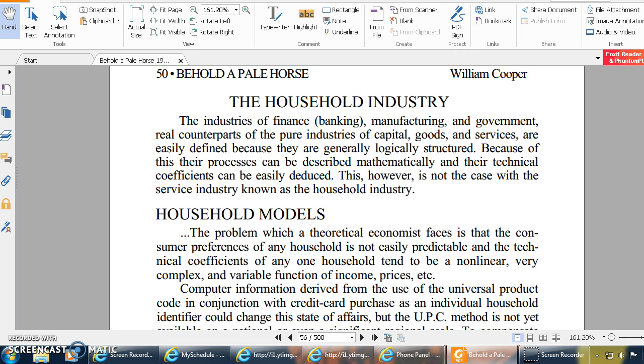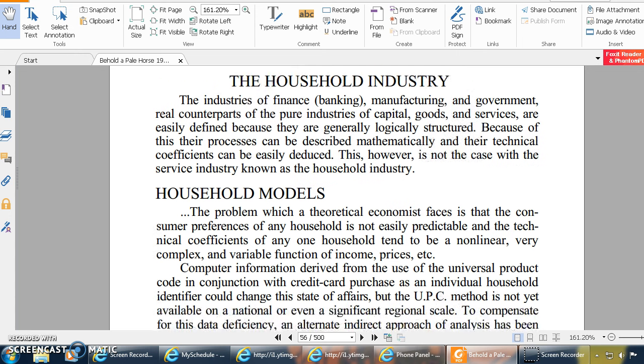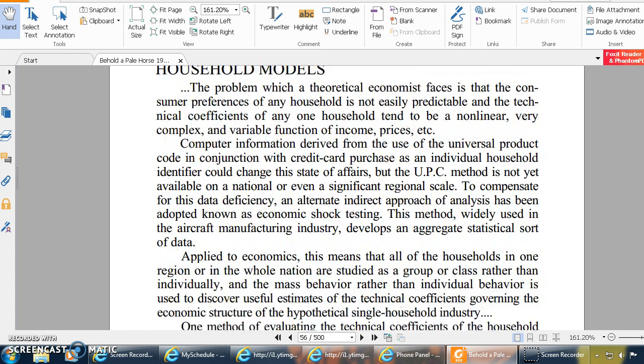Household models. The problem which a theoretical economist faces is that the consumer preferences of any household are not easily predictable, and the technical coefficients of any one household tend to be a nonlinear, very complex and variable function of income, prices, etc. Computer information derived from the use of the universal product code in conjunction with credit card purchase as an individual household identifier could change this state of affairs, but the UPC method is not yet available on a national or even a significant regional scale.